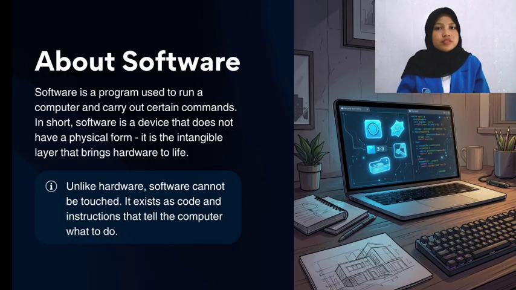Now, let's move on to the next, equally important element, software. While hardware can be touched, software is the opposite. Software is a program or collection of instructions used to run a computer and execute certain commands. Software can be said to be the intermediate layer responsible for enabling the hardware we own.